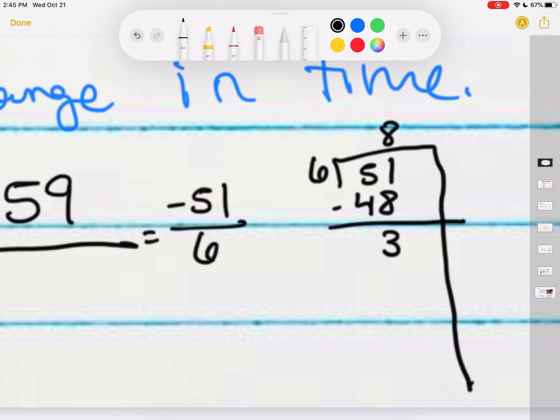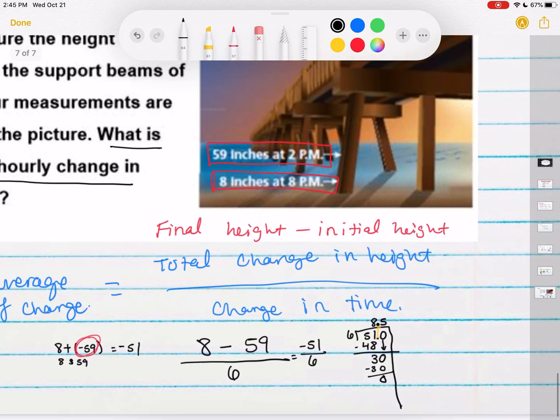Now again, how many times does 6 go into 3? Well, it doesn't. So the next thing we're going to do is we're going to go back to that 51. We're going to add in a .0, right? Because 51 is the same as 51.0. Then we're going to drop that 0 down and think, how many times does 6 go into 30? It goes into it 5 times. And remember that decimal place goes back up. So that's not 85, it's an 8.5. So 6 times 5 is 30. We subtract 30 and we're left with 0. So my answer is 8.5.